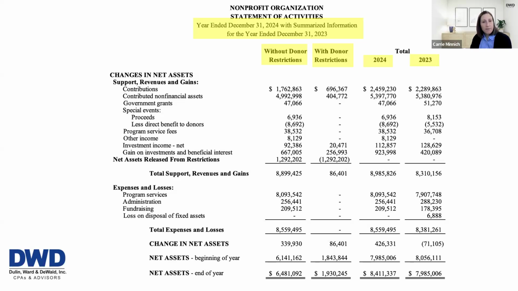When we look at the statement, the first section is basically our income, support, revenues and gains. Then we have expenses. Oh, and as far as expenses, nonprofits are required to show expenses by function. A function is program, administrative, or management and general, and fundraising. And we'll talk about that a little bit more, but that's why you see the program expenses, administration, and fundraising. And then we also have change in net assets, which is basically your net income. And then we have the net assets at the beginning and the end of the year.